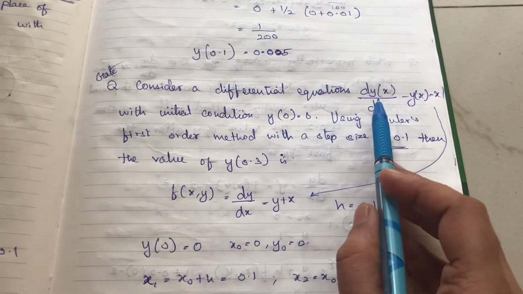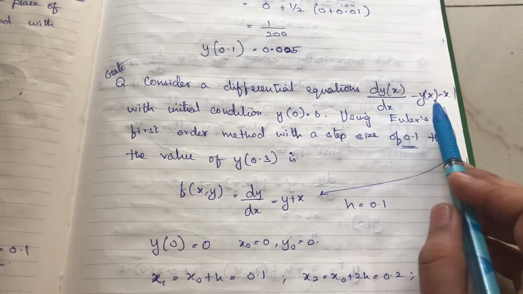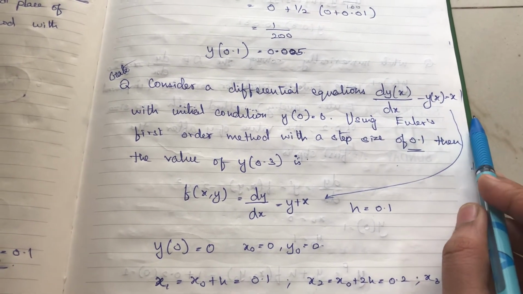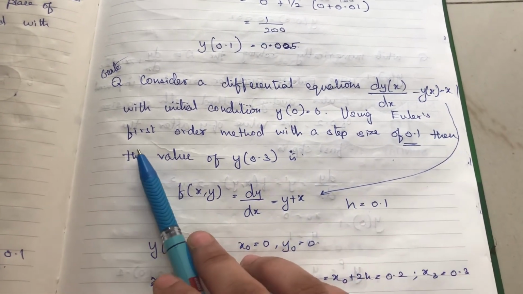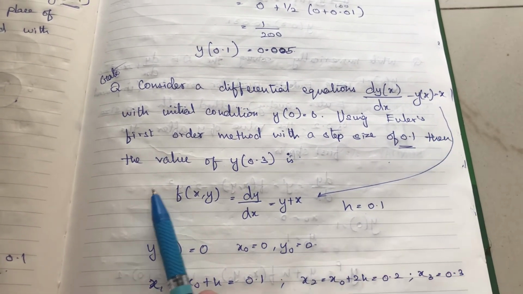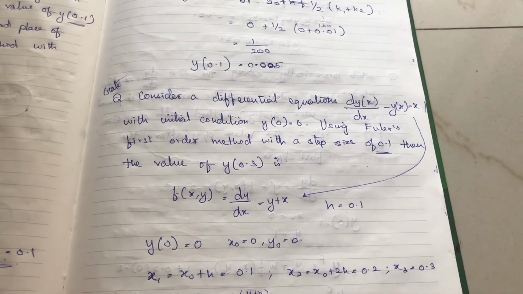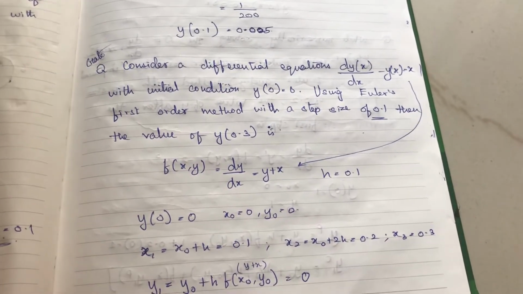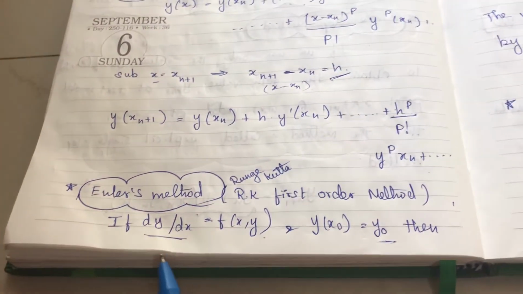Consider the differential equation dy by dx equals x plus y, with y of 0 given. They have given the equation and the conditions. Using Euler's first order method with step size 0.1, what is the value of y of 0.3? So we need Euler's first order method, which is the first order formula, and you can easily get the values y1, y2.